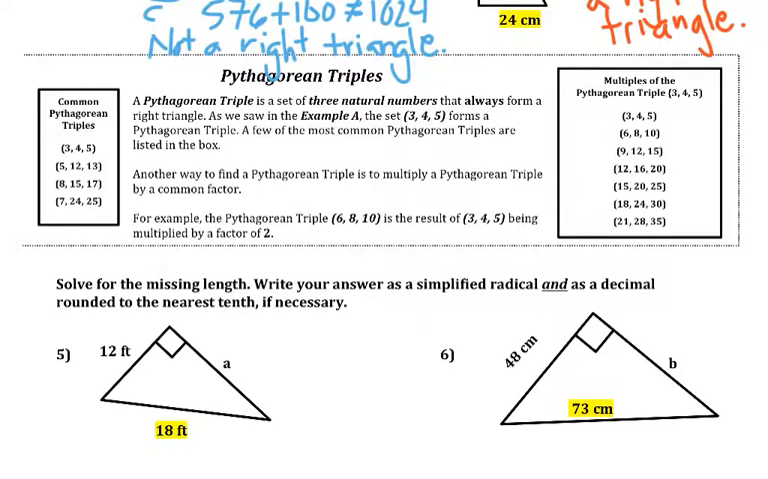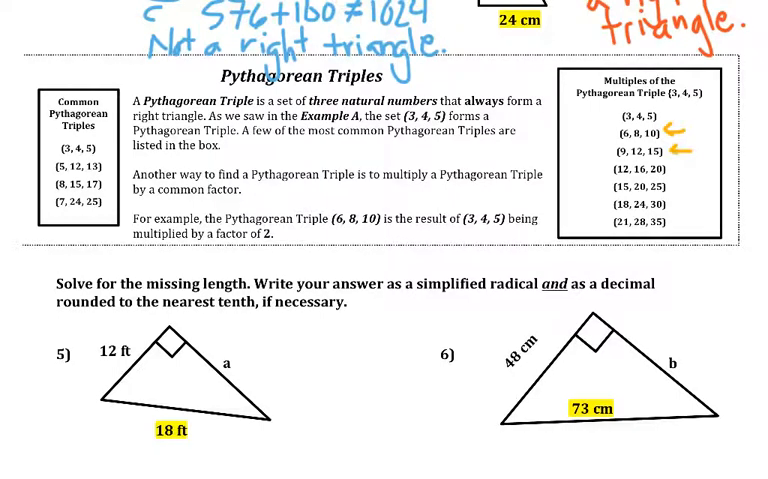Another way to find a Pythagorean triple is to multiply a Pythagorean triple by a common factor. So think about your 3, 4, 5. If we multiplied all of those numbers by 2, we would get 6, 8, and 10. Look, that's the next one right here. Or if we took 3, 4, 5 and multiplied by 3, then we would get 9, 12, and 15.